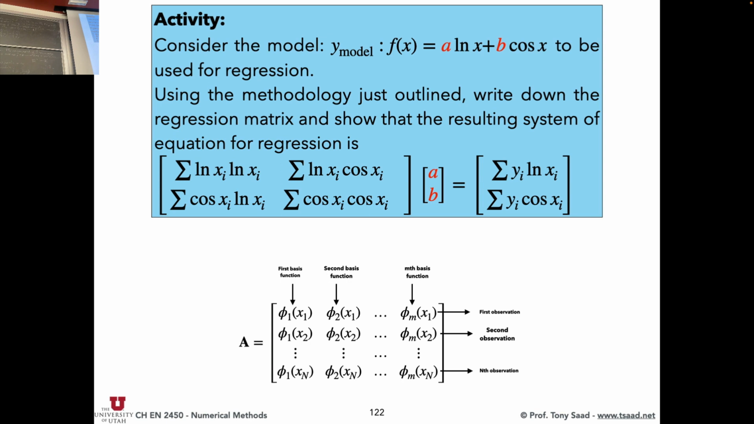Nope, you got it. Well, there's no 1 here, right? The basis functions are log and cosine. So there's no 1. In the other case where we had a polynomial, we had a times 1 plus b times x, plus c times x squared. And then, therefore, the first basis function was 1. But here you don't have 1 as a basis function, right?